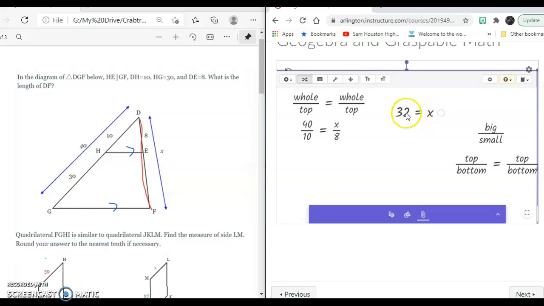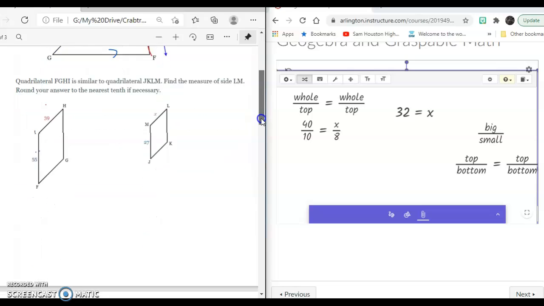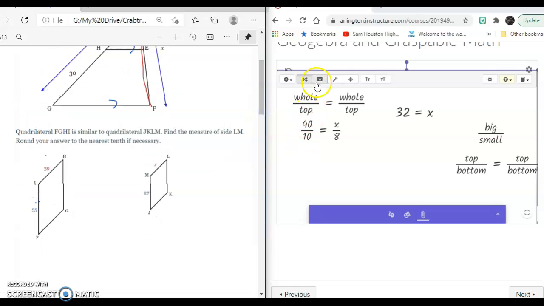And it gives us that x is equal to 32. X represents the whole segment, which is DF, and that's what we're looking for. So DF is 32. Yay! Not too bad. Okay, so let's go on to the next type of problem.